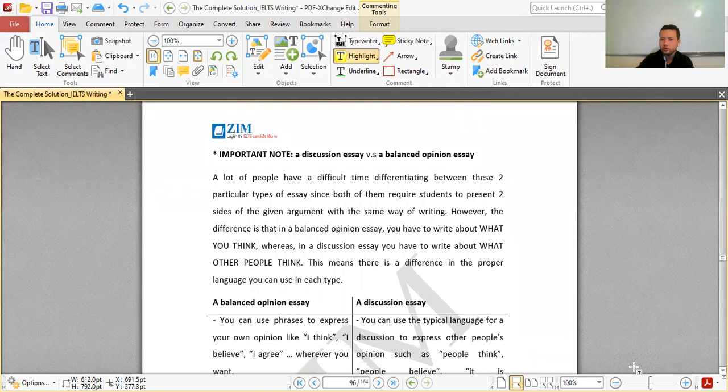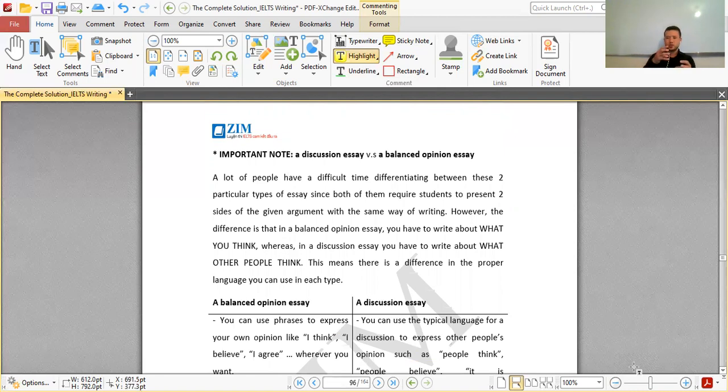Next one is a very important part. Differentiate between discussion essays and balanced essays, guys. Here you can see lots of people have a difficult time how to differentiate discussion essays and balance essays, because the structure is kind of similar, guys, but the difference is the language itself. For example, in a balance essay, for example, a do you agree or disagree essay, you can write in a balance approach essay.